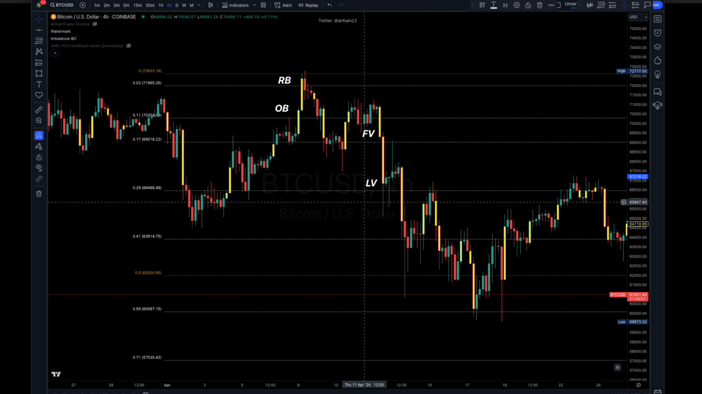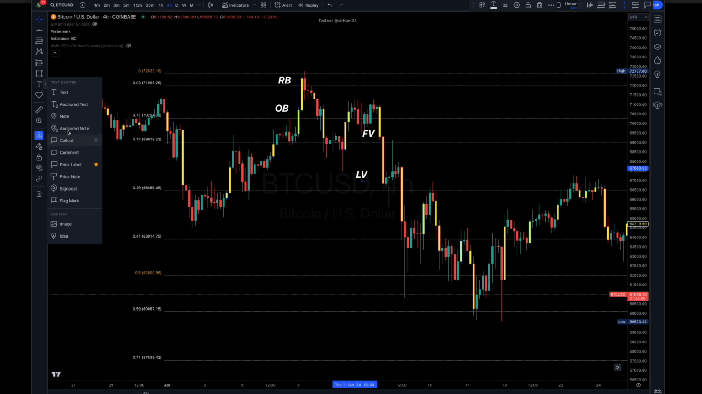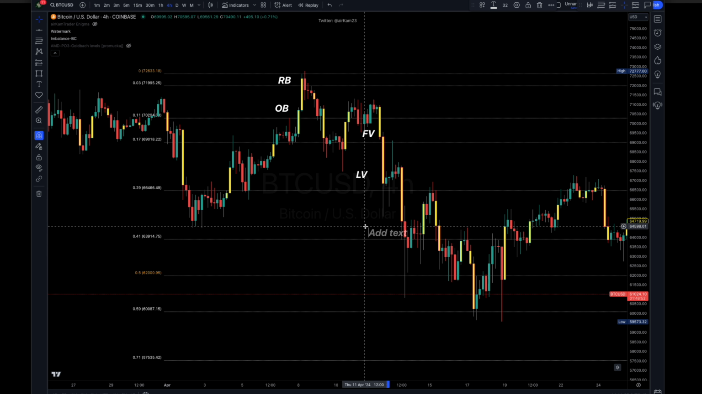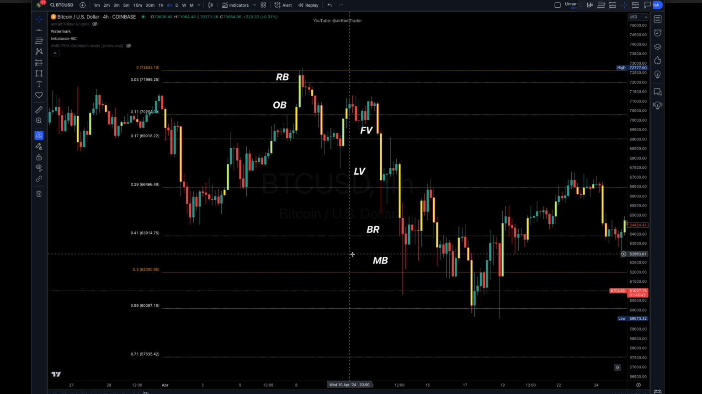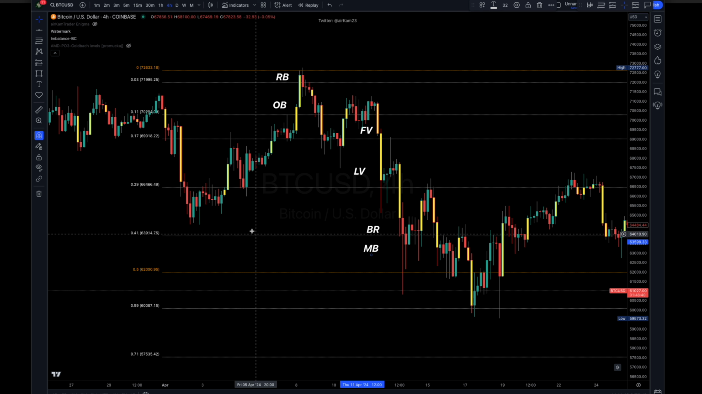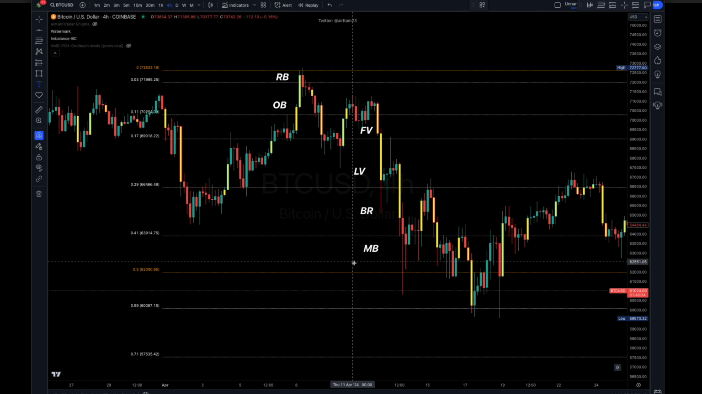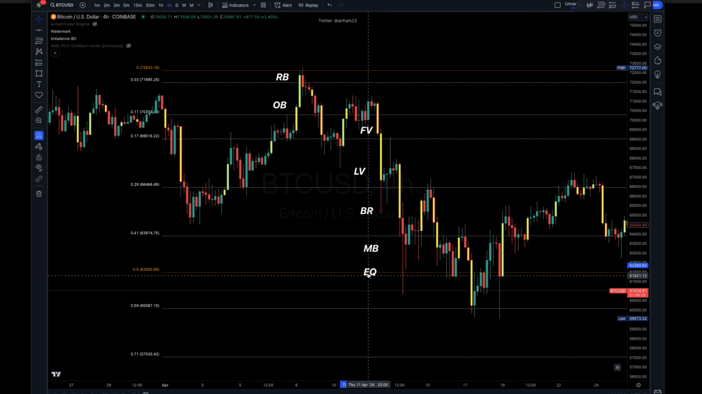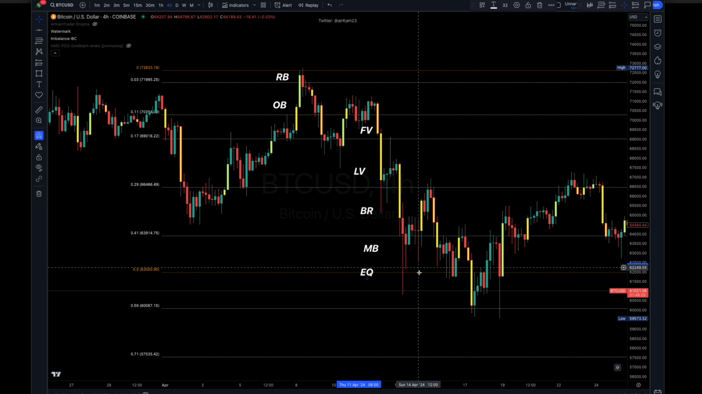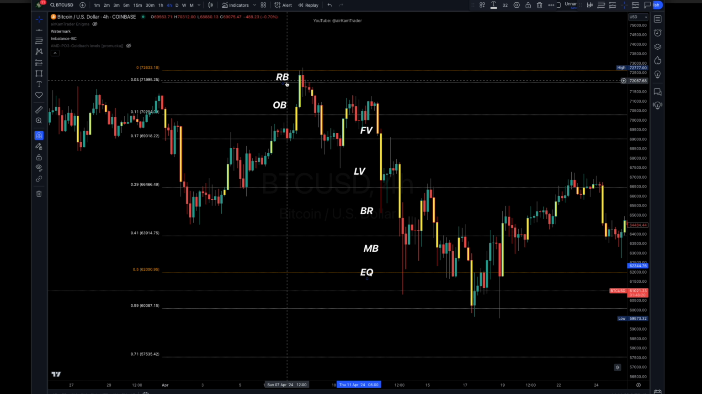Liquidity void. Breaker. Mitigation block. And then we have EQ, equilibrium. So remember, what does Goldbach help us to understand? It helps us to understand what the full dealing range is and where the premium discount array should fall within that. They should fall within these fixed percentages.